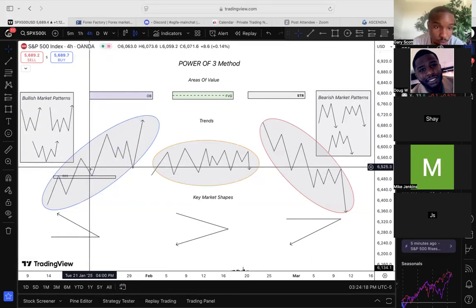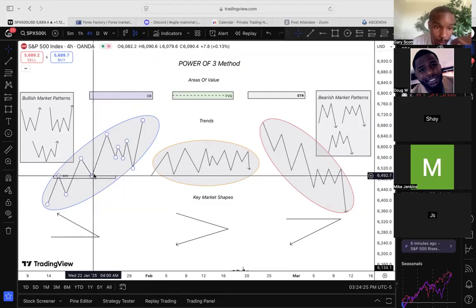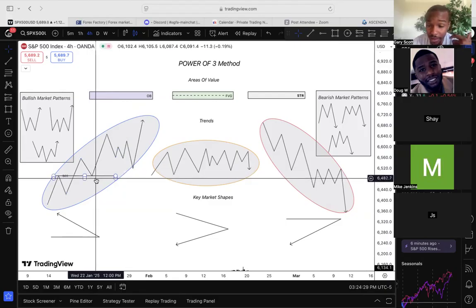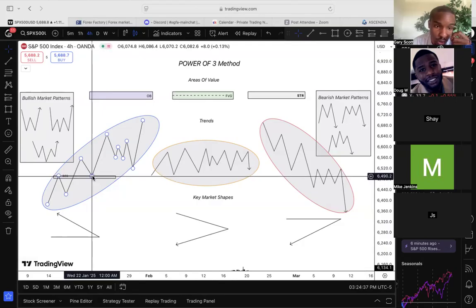Once price reaches this level, you may get rejections, you may get candlesticks that close above this particular level. If you get a bullish candlestick pattern, this is where you want to see a candlestick closing above this structural level.